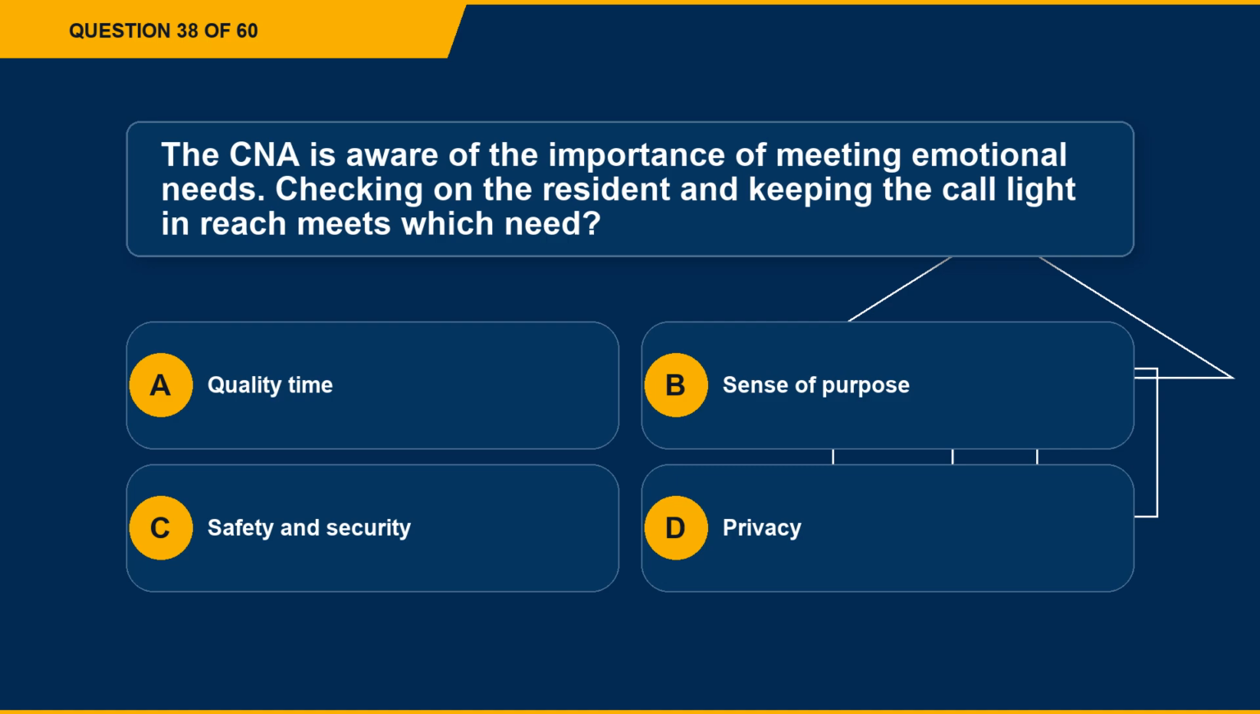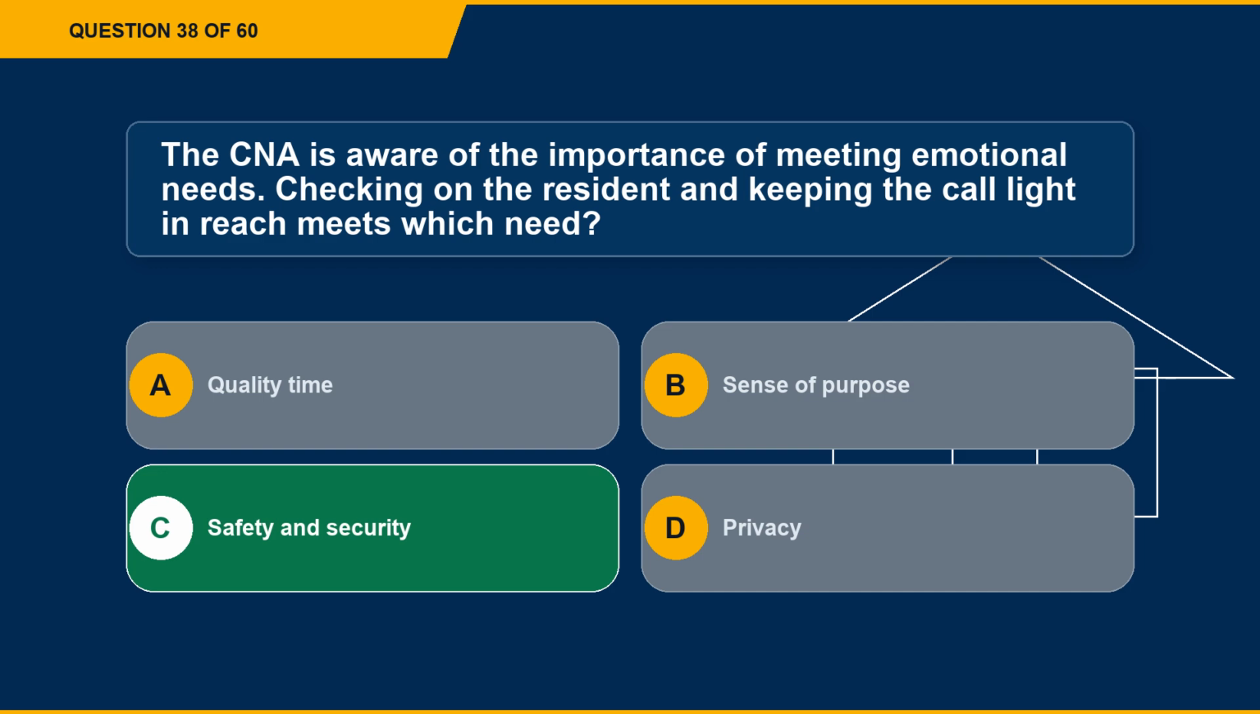Question 38. The CNA is aware of the importance of meeting emotional needs. Checking on the resident and keeping the call light within reach meets which need? Option A, quality time. Option B, sense of purpose. Option C, safety and security. Option D, privacy. The correct answer is option C, safety and security.